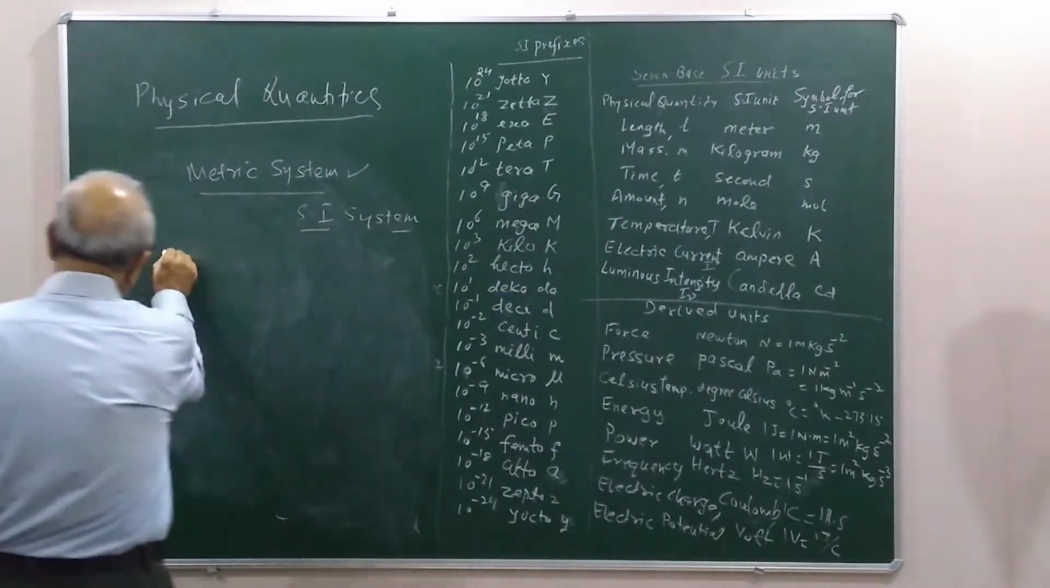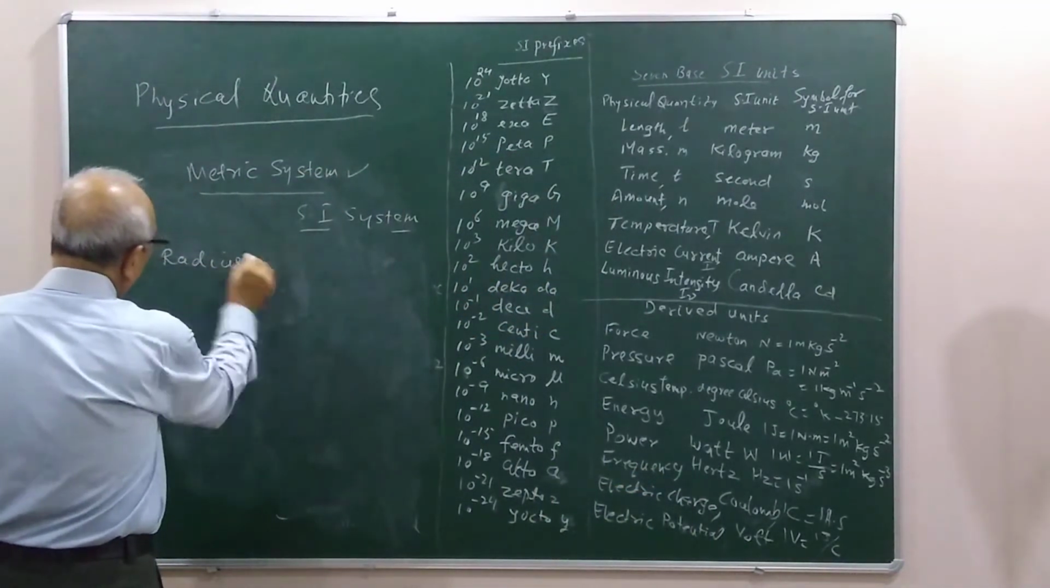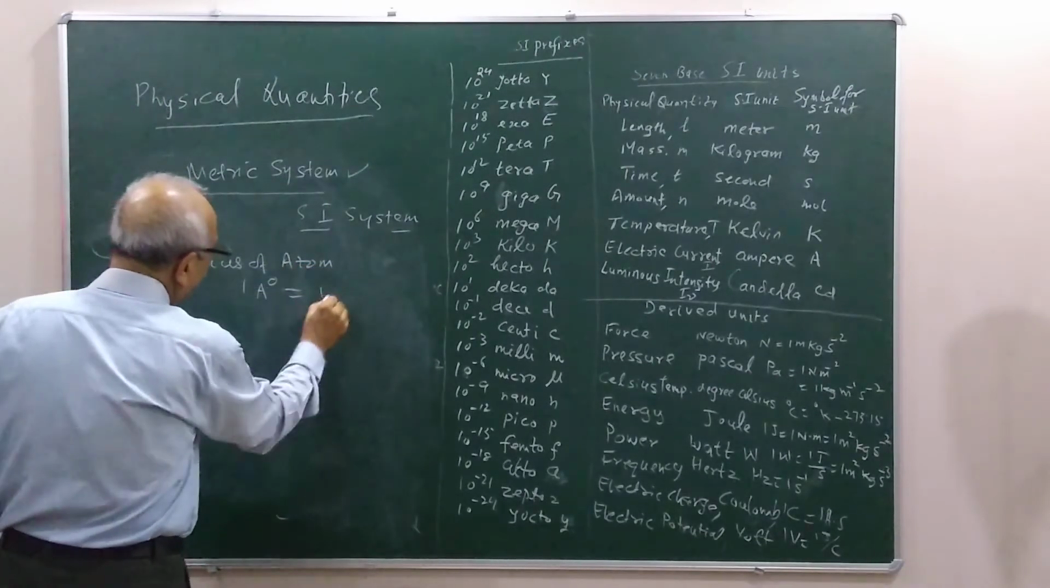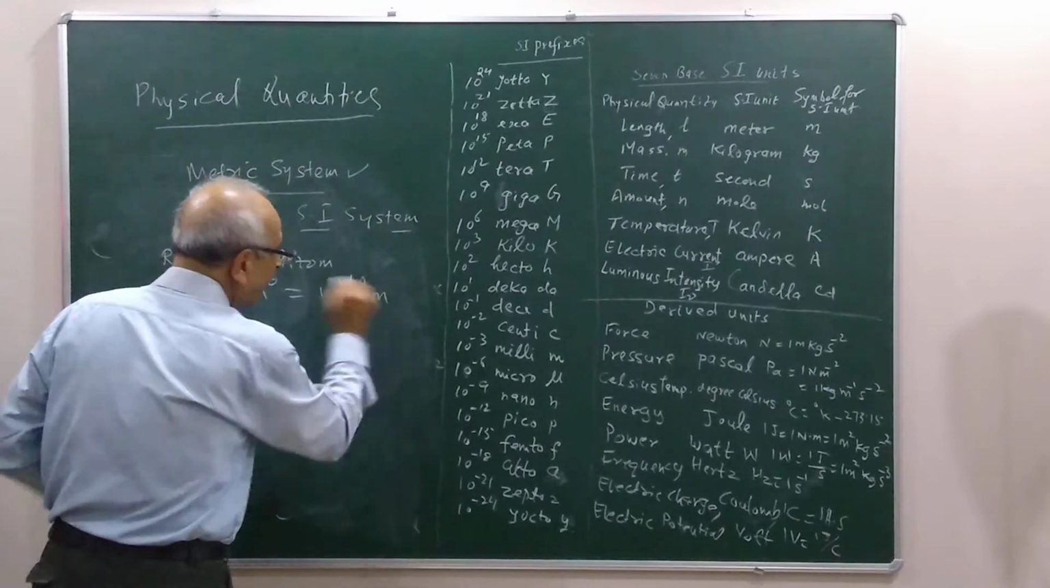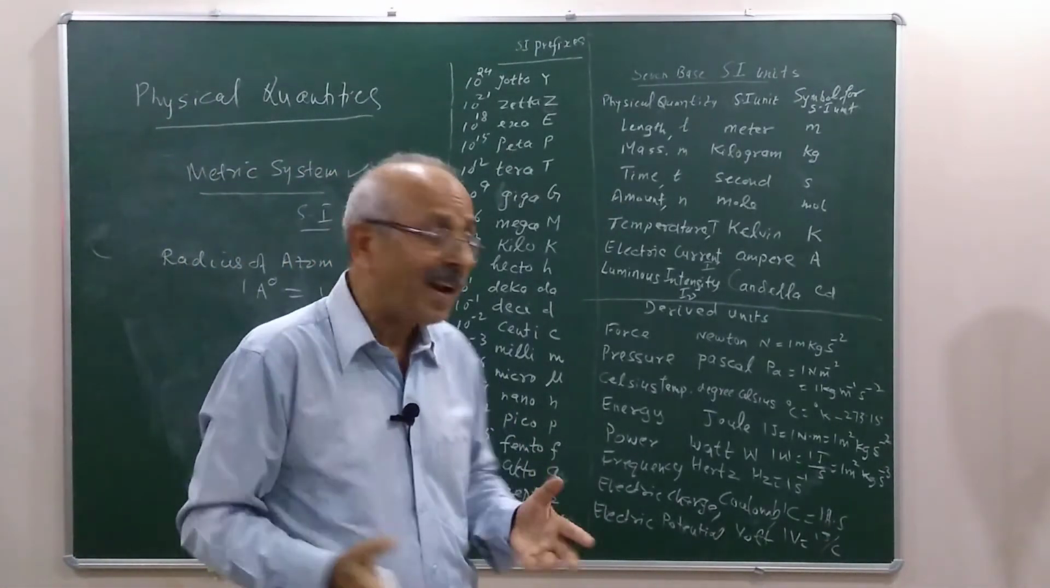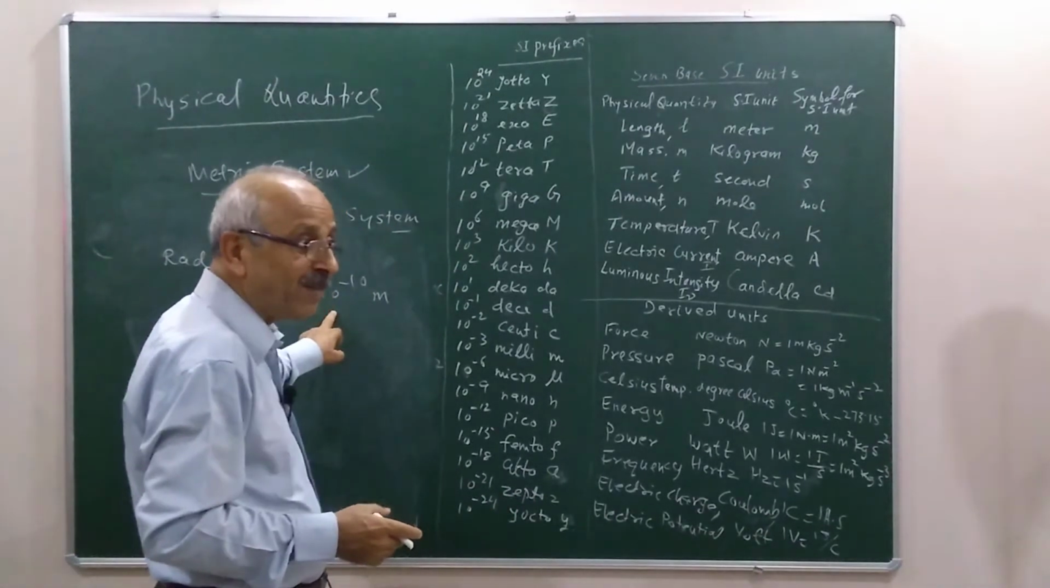If I talk of the radius of an atom, you are talking, say, 1 angstrom, which is 10 minus 10 meter. It is not the number which we are dealing in everyday life, 1 meter, 2 meter, 3 meter. I am talking of a number 10 minus 10 meter.